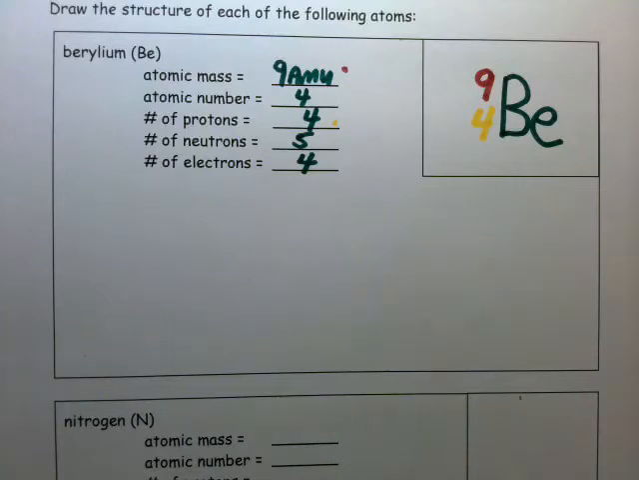Okay, so now that you have basically created a parts list for each of those atoms between pages 6 and 10, let's figure out how to put those parts together and actually build these atoms.